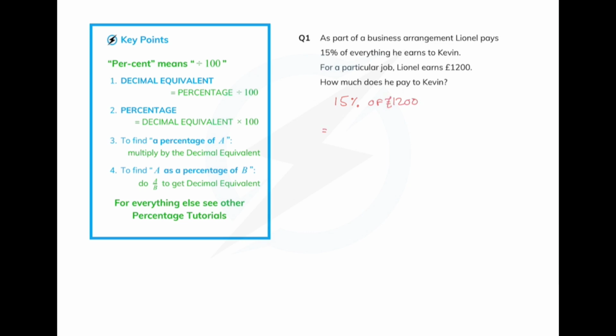And we're going to use the decimal equivalent. The decimal equivalent of 15% is 15 over 100, in other words 0.15. Of always means times, and the 1200. So 0.15 times 1200, stick it in the calculator, or do it another way, and you get £180. And notice I have used the decimal equivalent.